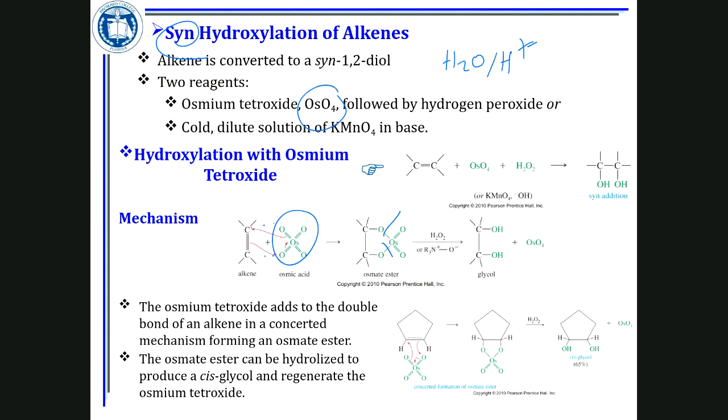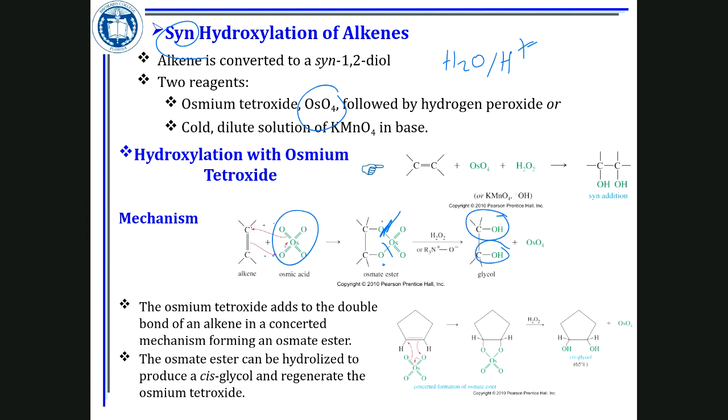So after you break the bridge, it's going to protonate both of these oxygens from the same side. The final addition, or the net result, is addition of OH on the same side of the molecule. So this is syn addition using osmium tetroxide.